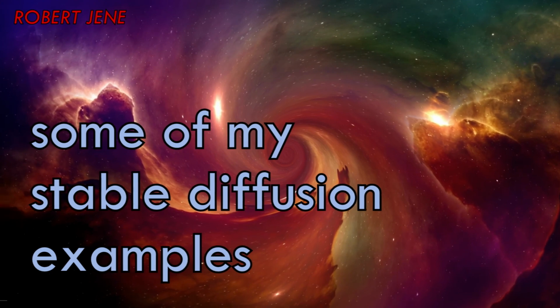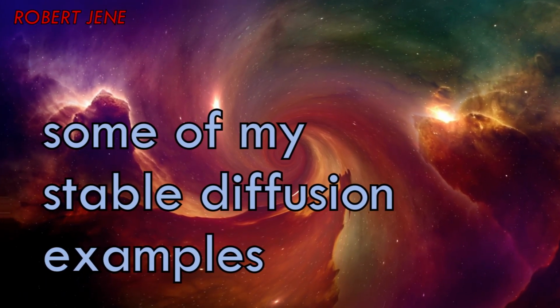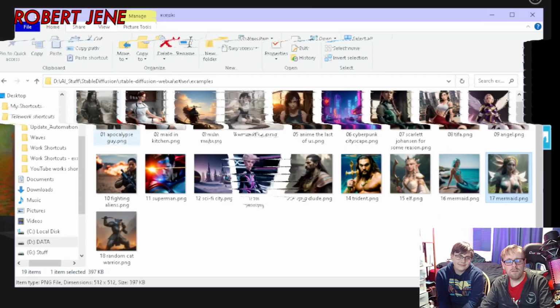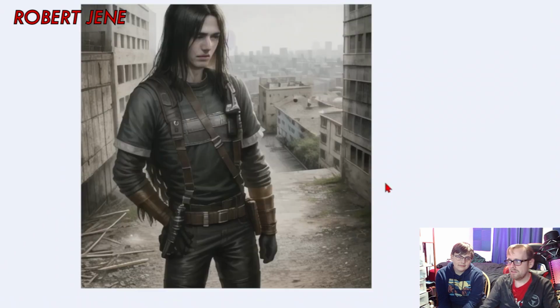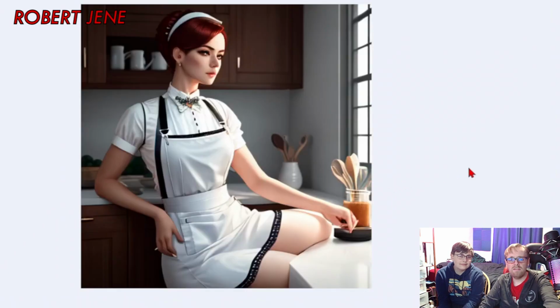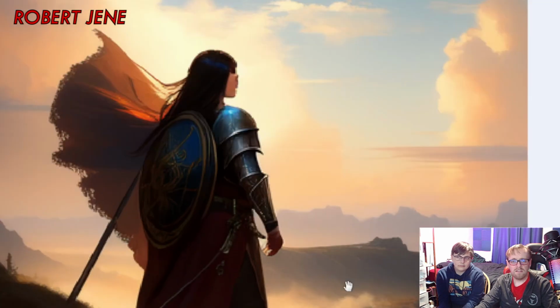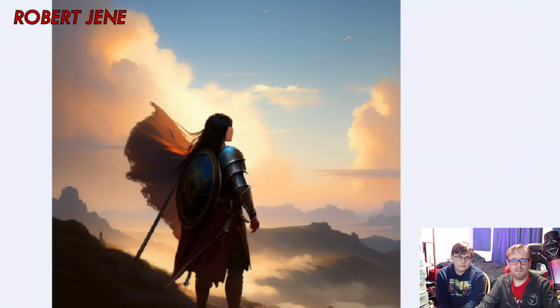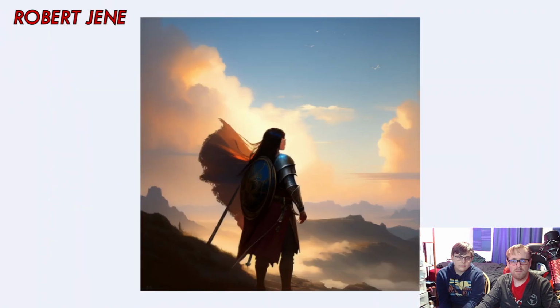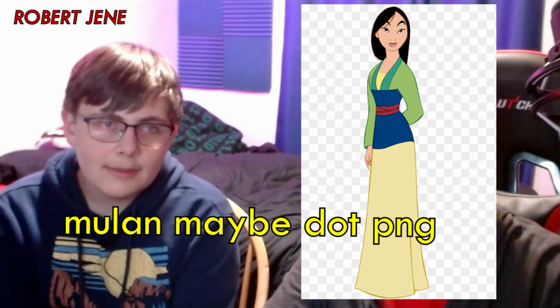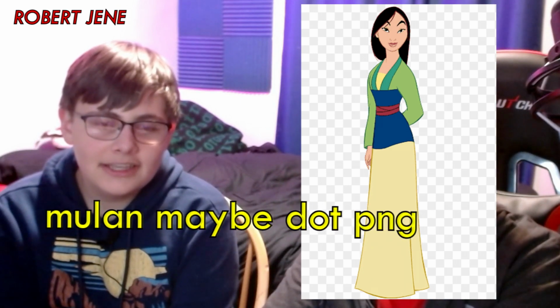Now, I've had some examples of ones that I made with Stable Diffusion that I installed on my computer. This random apocalypse guy I made with a sci-fi model. And this maid, I told it to make a maid in the kitchen, and for some reason her knees are up in the air. I don't know why, but at least the model's good at drawing faces. And then this warrior looking out on the sunset. It's a dude, or it could be a chick, it could be Mulan. You think that's Mulan? I don't know. Mulan may be that PNG.